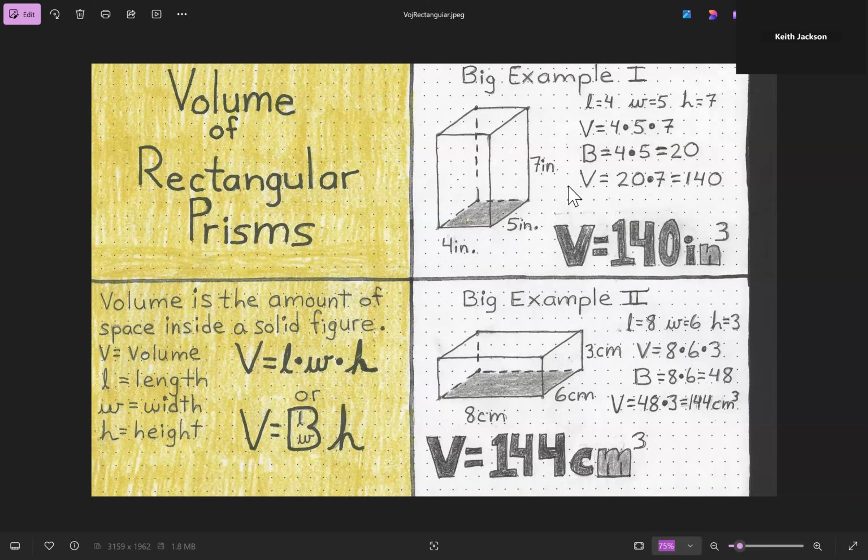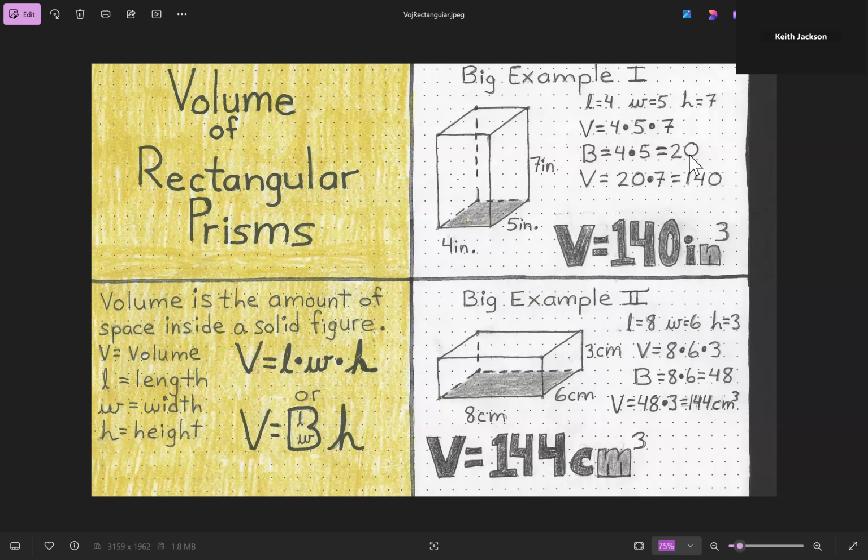Take a look at this rectangular prism right here, in which we have a length of 4 inches, a width of 5 inches, and a height of 7 inches. Keeping in mind that all we have to do is multiply the length times the width times the height, or we could take a look at big B, which is simply length times width first. So we have volume is equal to 4 times 5 times 7. But let's take a look at big B, which is the multiplication of length times width.